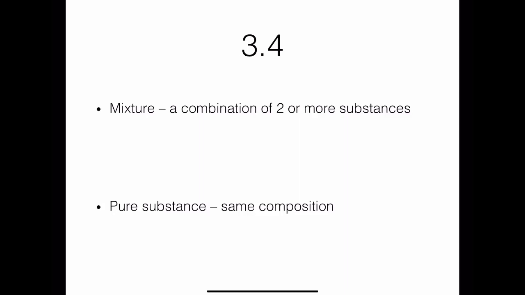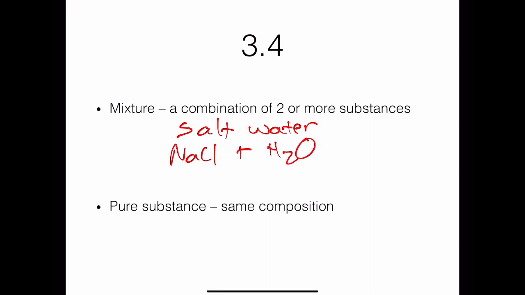A pure substance is something that has the same composition. So a mixture might be something like salt water. We have salt, which is NaCl if we're talking about table salt, and we're adding that to a sample of water, which is H2O. These are two compounds combined. So again, a mixture is a combination of two or more substances. We would consider salt a substance and water a substance, and when we put them together, we get salt water.